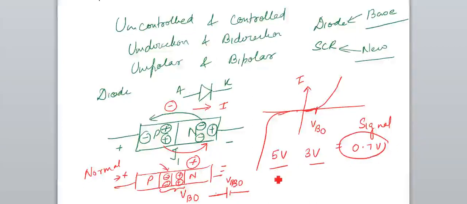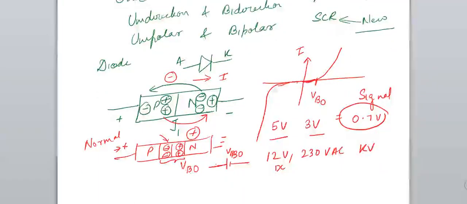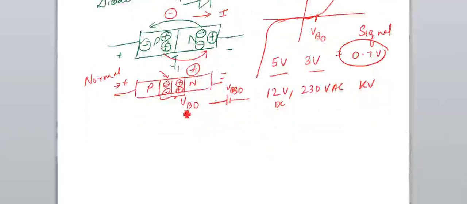But when you are dealing with potentials above that, going for 12 volt, or 230 volt AC, or even kilovolts as you increase the power level, these signal level diodes do not work. This is called power level. So what you used to do is adjust the breakdown potential, because this potential is created by a layer, for power diodes.